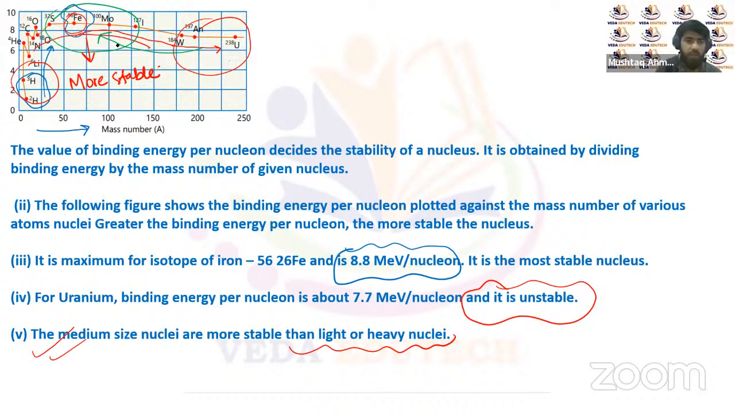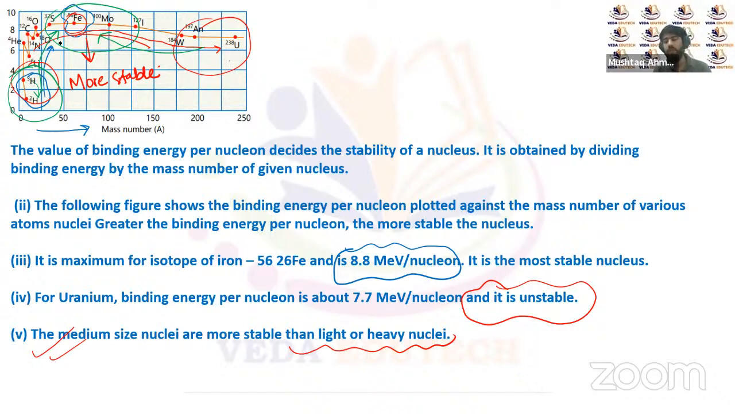Similarly, these smaller, lighter elements are also less stable because of the lower binding energy per nucleon. To gain binding energy per nucleon, these nuclei will try to bind to each other so that the mass number increases. When the mass number increases, their binding energy per nucleon increases, or we can say nuclear fusion takes place.